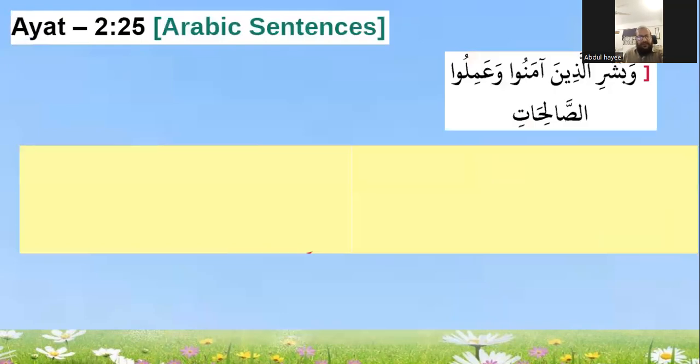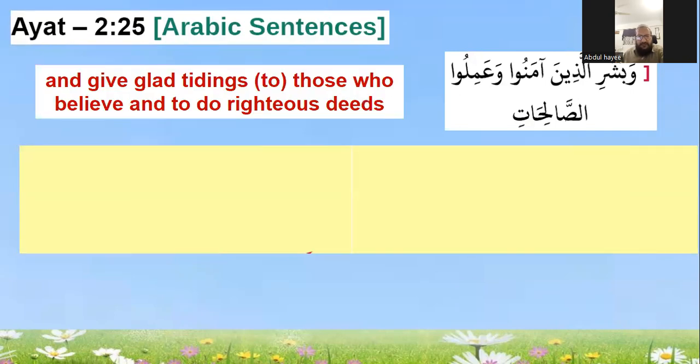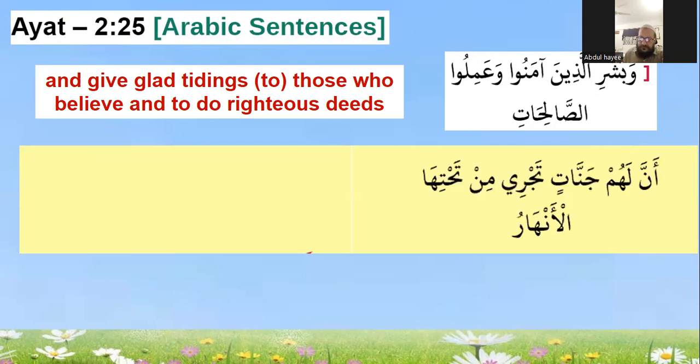So the first part is وَبَشِّرَ الَّذِينَ آمَنُوا وَعَمِلُوا الصَّالِحَاتِ. What is the translation of this sentence? And give glad tidings to those who believe and do righteous deeds.